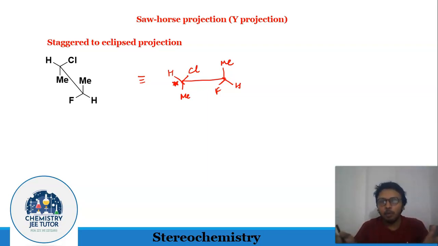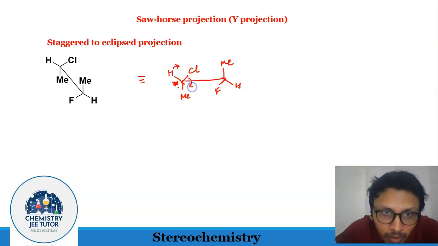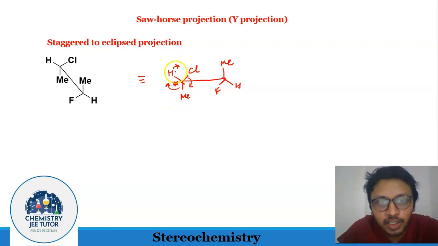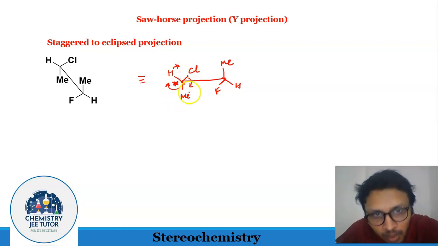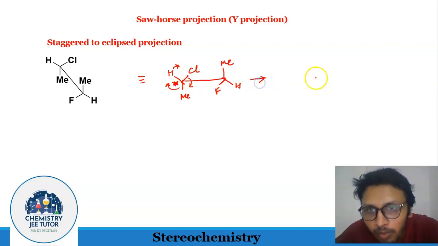This is like a scientific point of view. All of the atoms have to rotate in the same direction. So suppose I rotate this towards the clockwise direction. What will happen? What will be the projection? This hydrogen will come here, this chlorine will come here, this methyl will come here. So if I rotate this molecule, what will be the projection I'll have?